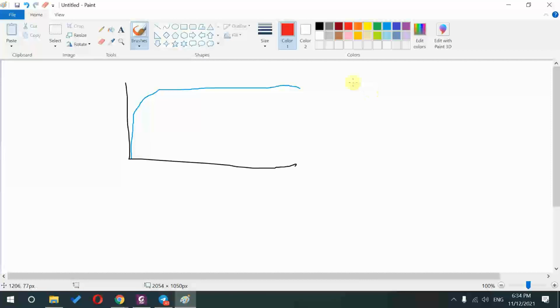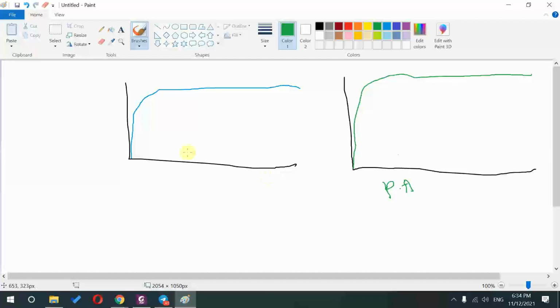In graph number 1, I'm giving a full agonist. And in the green, this is a partial agonist, okay? So a partial agonist, if you give it alone, it acts like an agonist. But if you give it with an actual complete agonist, it acts as an antagonist, as you can see.